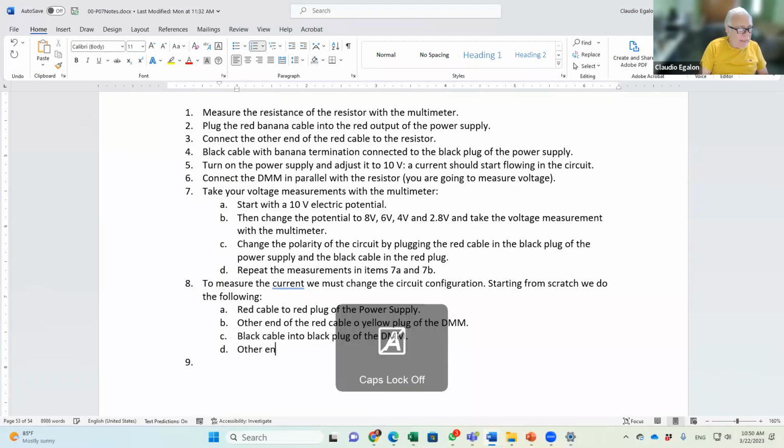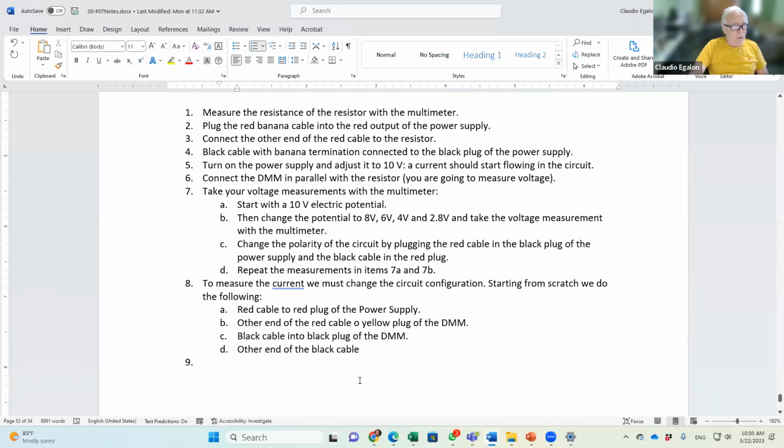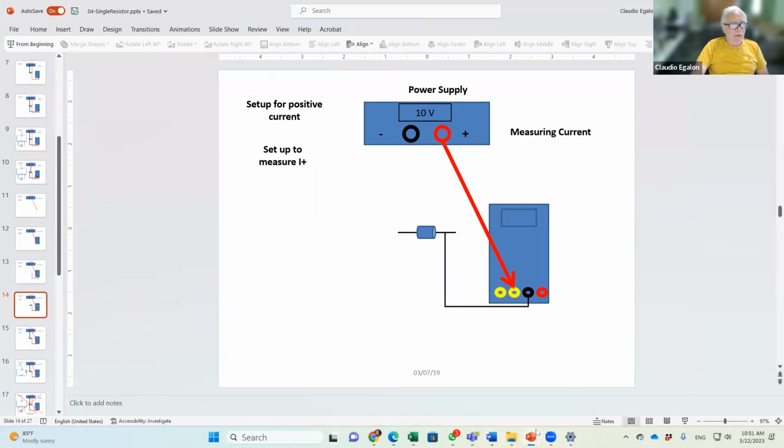Other end of the black cable, right? Where does it go? Well, it goes to the resistor, connected to one end of the resistor. Okay. Finally, we're going to close our circuit. Black cable of the power supply to the other end of the resistor.